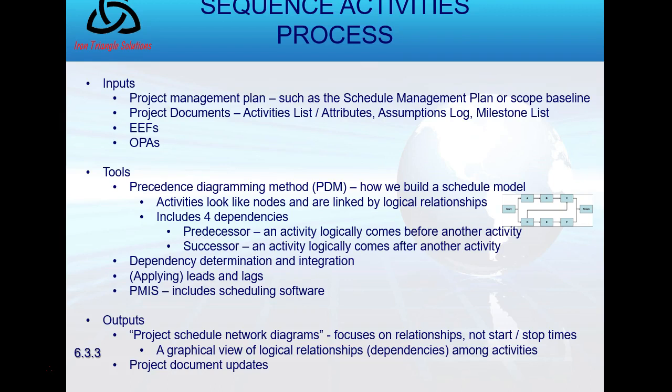The activity list, activity attributes. Bam. So when you're on the exam and you're looking at page 25, because you've written it down real quick, and you're in sequence activities, look right above it. What came first? The outputs of the last process are often inputs of the next process. So the project plan, I would include the schedule management plan, of course, and the scope baseline. That was just like before. The project documents, the tools, and outputs.